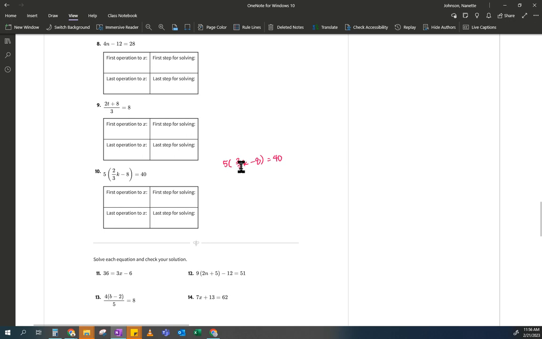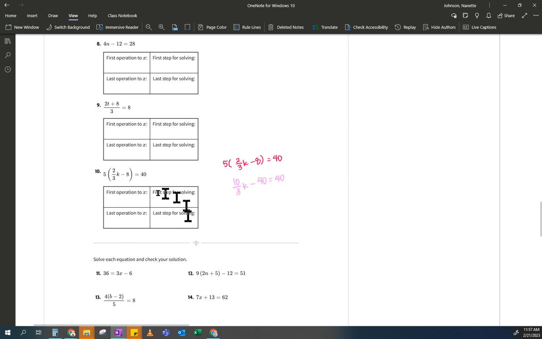So the very first thing I'm going to do is just multiply out by 5. Just to distribute out. So if you remember, when you multiply fractions, it's numerator times numerator. So that's going to be 10 over 3. There is an invisible 1 underneath that 5. So 1 times 3 is 3. And then minus 40 equals to 40, right?